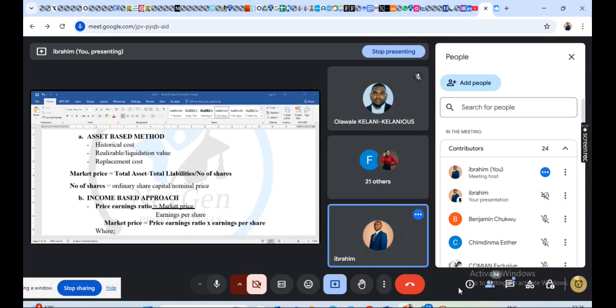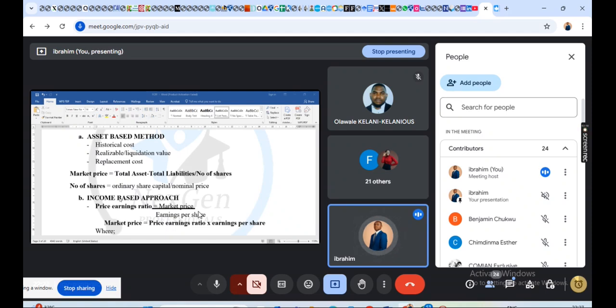Right? Next method. If you want to get the number of shares, you divide the ordinary share capital by the nominal price or the nominal value. Ordinary share capital is 600,000, for instance. The nominal price is 1 naira. Divide it, you have your number of shares.